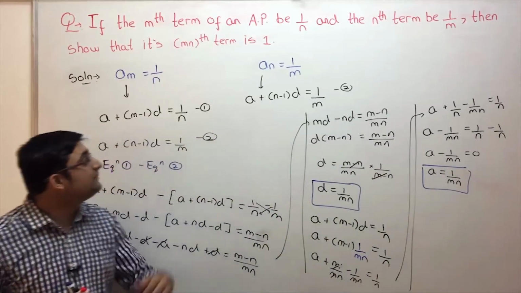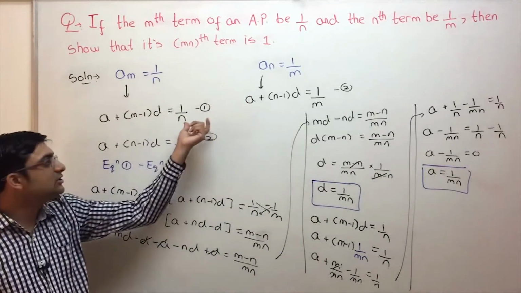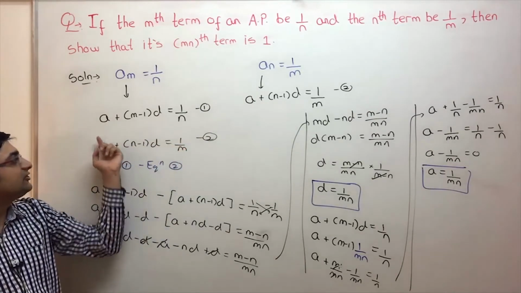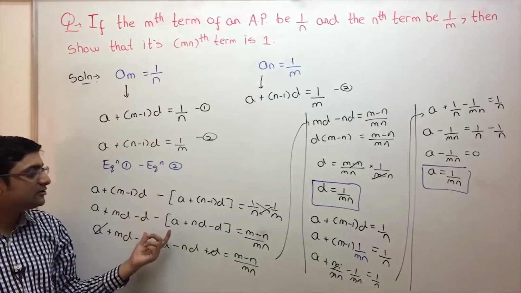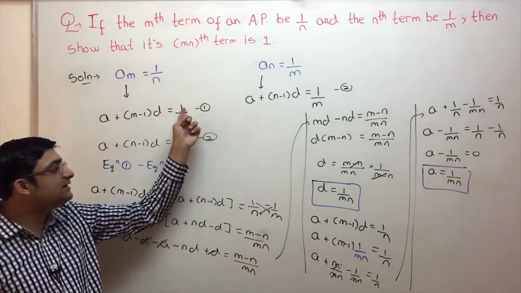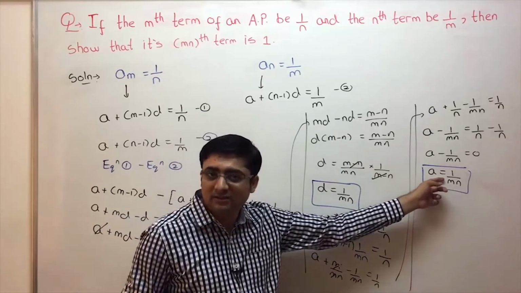Let me do a recap so far. See, these two conditions were given to us, so we got these two equations. Now just solve these two equations for a and d. First, the coefficient of a was the same, so I just subtracted the two equations. We got the value of d. Once you have d, plug this value of d either here or here. Solve for a, and we get the value of a.